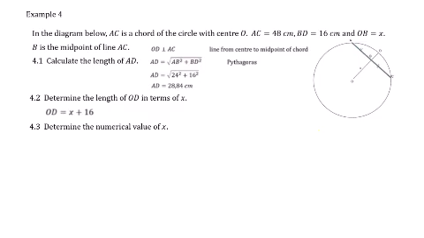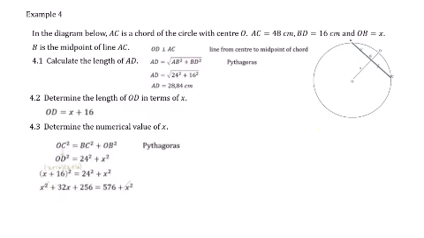Okay. Now, determine the numerical value of x. Now we are going to say OC squared is equal to BC squared plus OB squared, which is the Pythagoras theorem. So we did draw the imaginary line going from O to C, and then B to C, and then O to B. So this is another 90 degrees triangle. That's why we use our Pythagoras theorem.